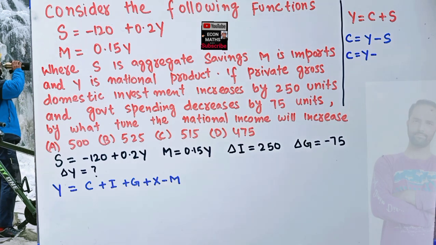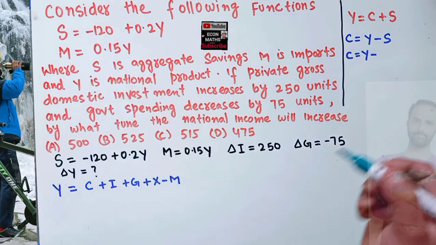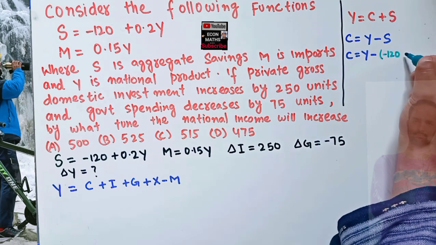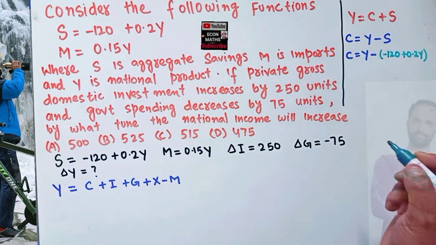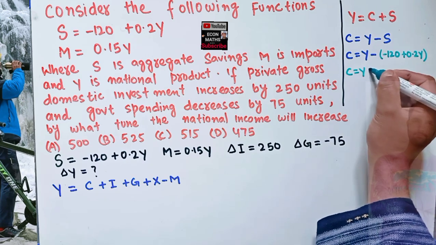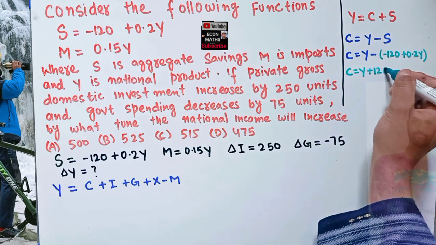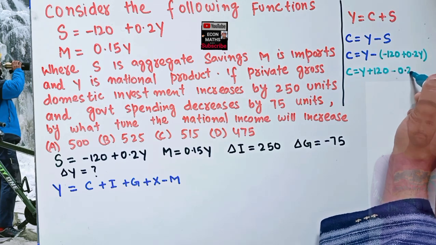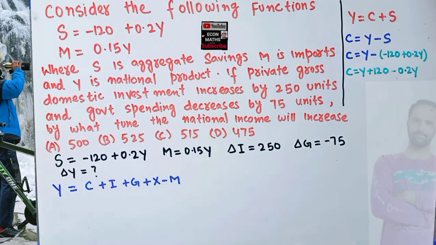Okay, so what is the savings function? Minus 120. So we have minus 120 plus 0.2Y. Okay, solving again. So C is equal to Y minus into minus is plus 120, okay? Then we have minus 0.2y. Is it minus 120? Sorry for the mistake.